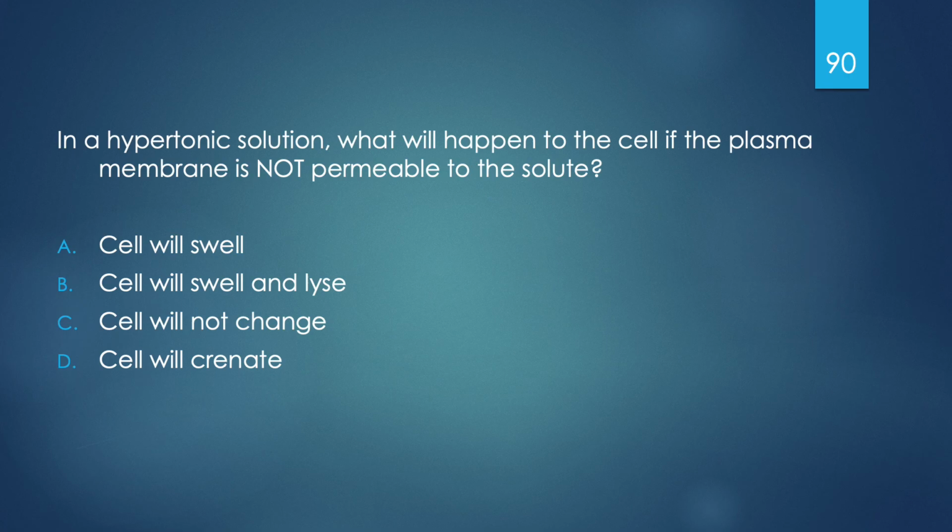So here's a little bit more tricky question. In a hypertonic solution, what will happen to the cell if the plasma membrane is not permeable to the solute? So we have a concentration gradient that is higher in the solution than in the cell, but the membrane won't allow the solute to pass. Just because the solute can't pass through the membrane doesn't mean that water can't pass, right? So water is going to go down its concentration gradient via osmosis to make things more level. So if we have a hypertonic solution, let's say a high sugar solution, and we drop a cell in it, the sugar can't go anywhere, but the thing is water can. So water will leave the cell to go into that fluid to dilute it. So in that case, the answer is D, the cell will crenate.